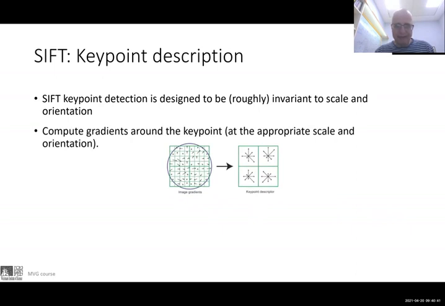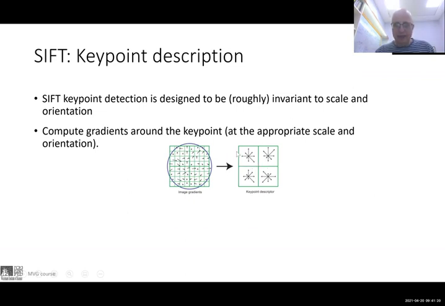So the idea with the description is the following. You take your window, you divide it into small windows, and in each small window, you compute the gradient. Okay. So this you do for every scale. And next, what you do is you create bins. So you divide, let's say, this window into 4. Okay.